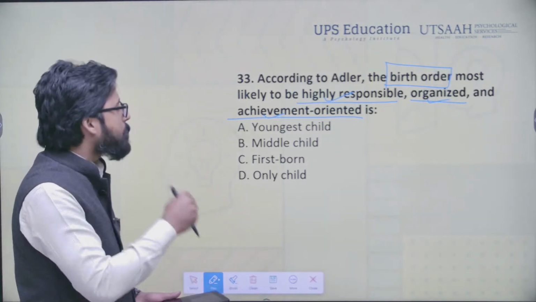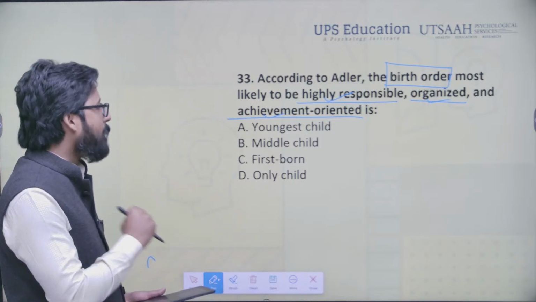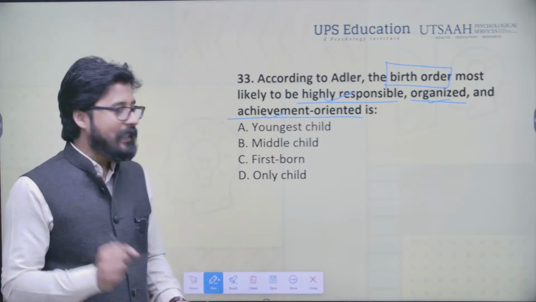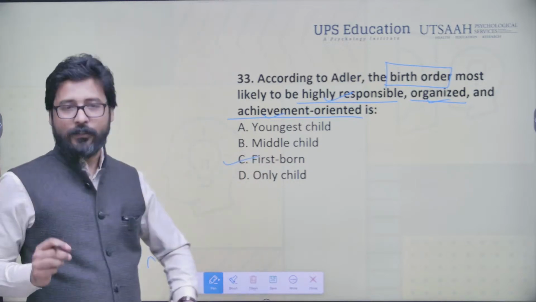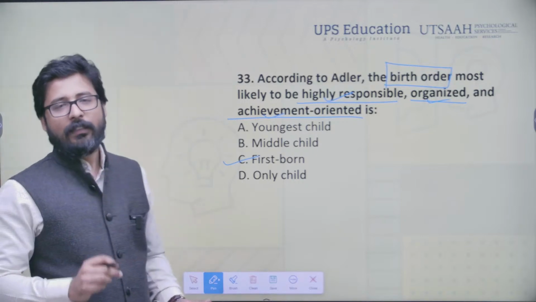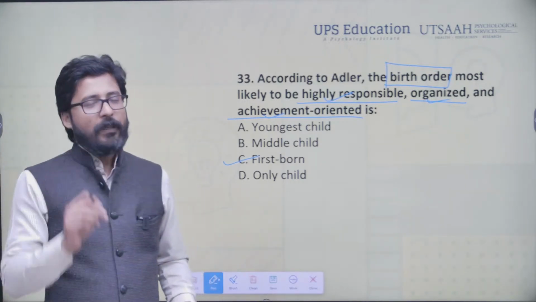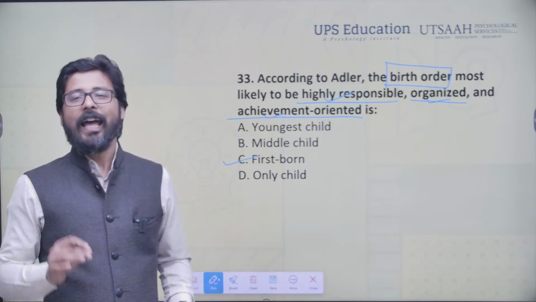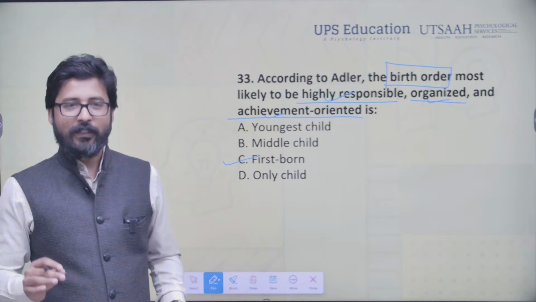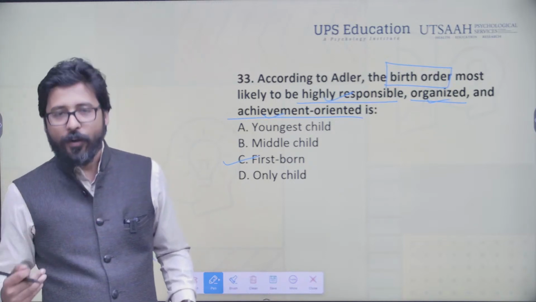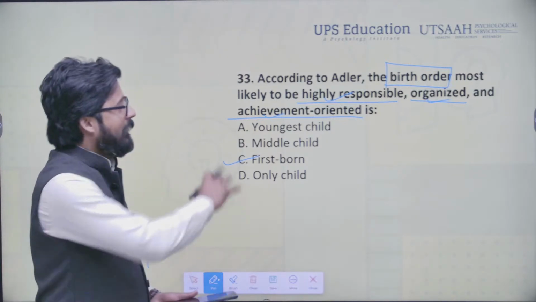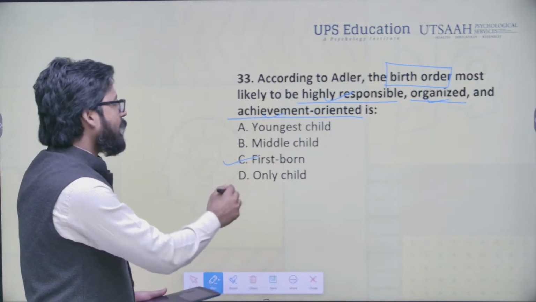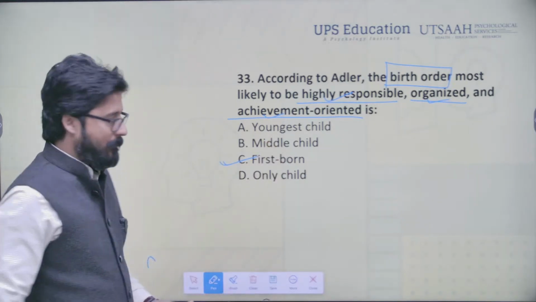So according to the options we have, youngest child, middle child, firstborn, only child, the correct answer will be C. The correct answer is firstborn. Adler believed that firstborns often become leaders and perfectionists due to early attention and later responsibility when siblings are born. So we can relate these qualities, highly responsible, organized, and achievement oriented, to firstborn children.